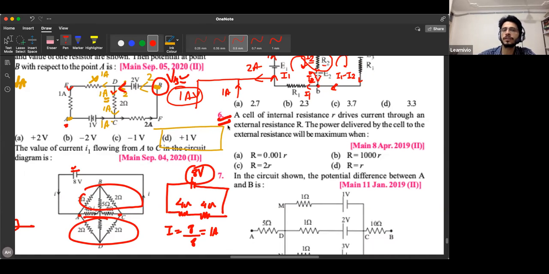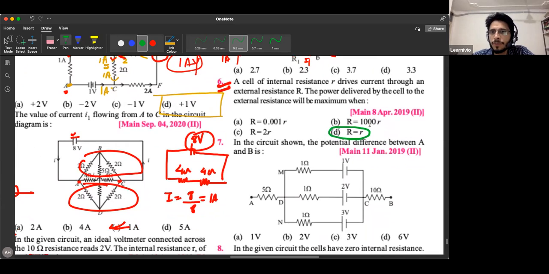See, question number 6 is a direct question. Power is maximum in the circuit when internal and external resistors are equal. If internal and external resistors are equal, then the power is maximum. This is sometimes known as the maximum power transfer theorem. Note it down. So in a circuit, the power dissipated is maximum only if internal and external resistors are equal.